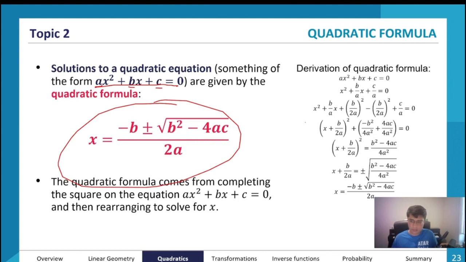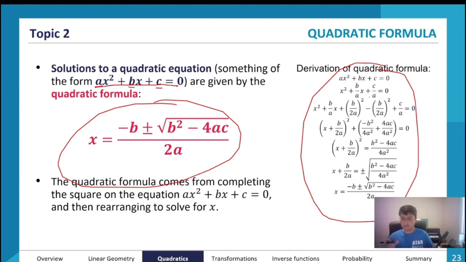Now, in terms of the way we get to this formula, like how it was discovered, you don't need to know this, but it's basically all this working on the right here. So if you're finding yourself more interested in the maths behind quadratics, then you can look into the way that's derived. But this is outside the scope of the study design. You don't need to know all those steps.